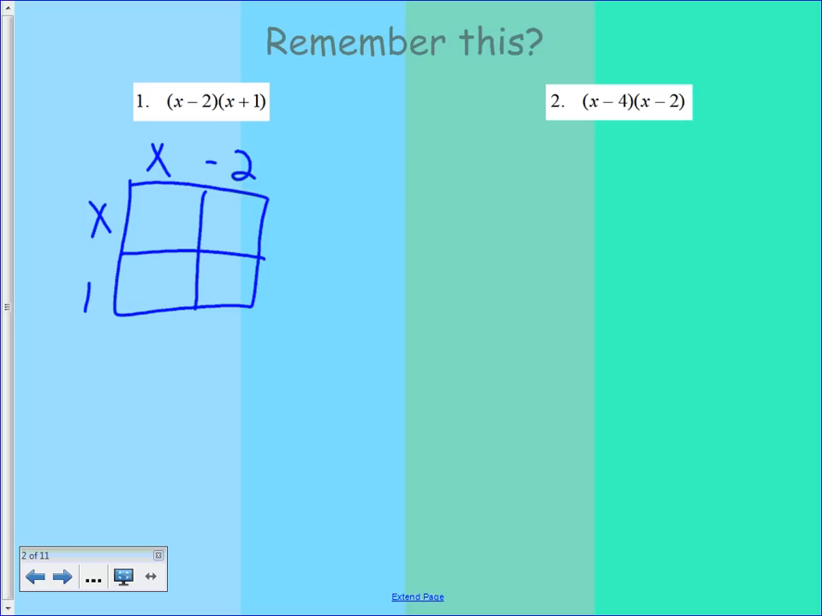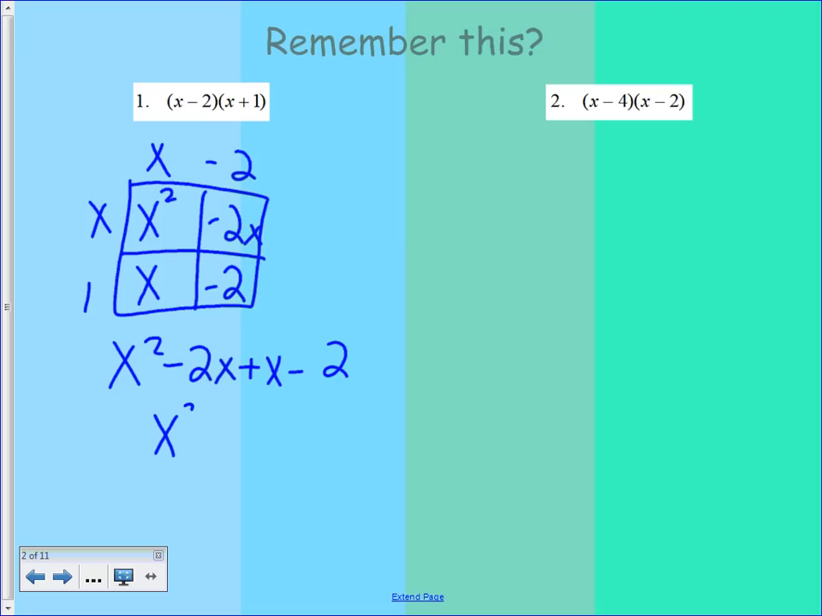A lot of us use the box. Remember, we multiplied into the box. That gave us x squared minus 2x, x, and minus 2. We wrote out our terms, and then we combined like terms. That gave us a quadratic. Remember, quadratics are squares. So what we're going to be doing now is undoing this. So we learned how to do the box.